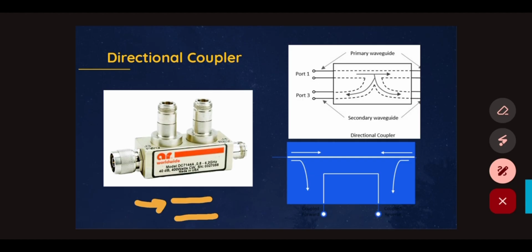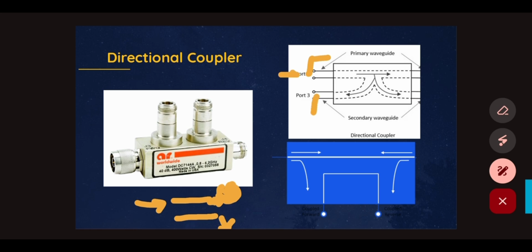And now imagine if we put something here, a short circuit or open circuit, how will this affect it? Suppose we put a load here which is not 50 ohm. In that case there will be some reflection, and we can measure that reflection from the port here. So this is the idea. And on the right-hand side you can see this is port 1, this is port 3.